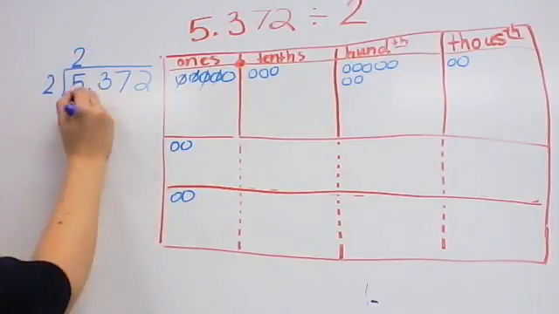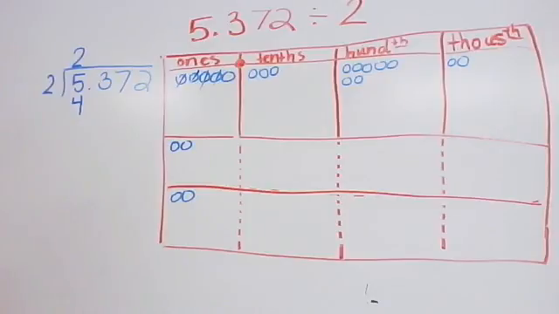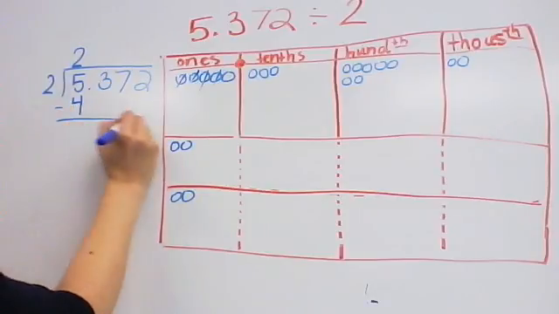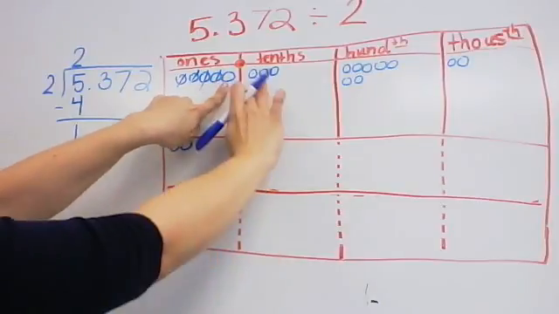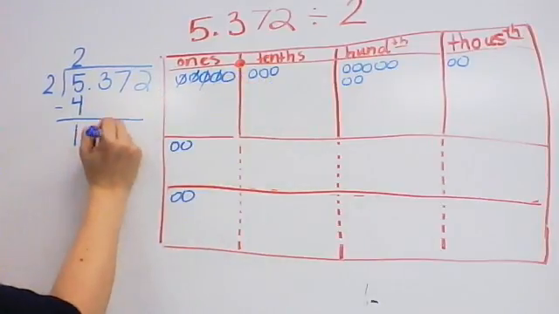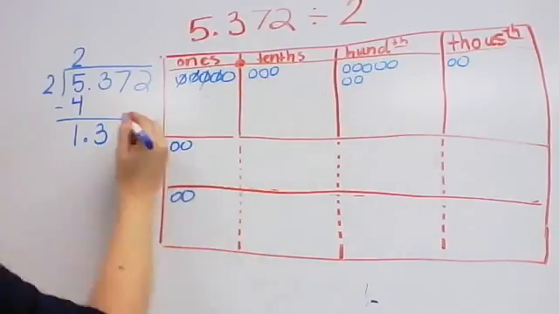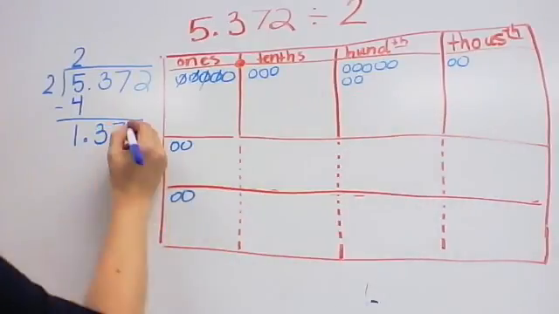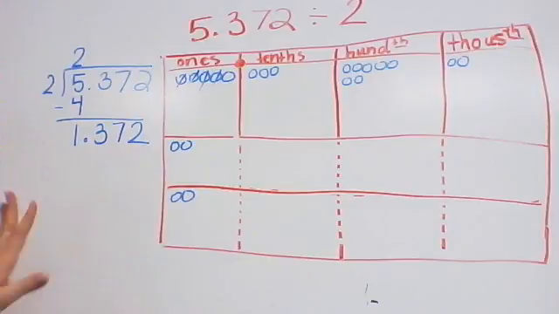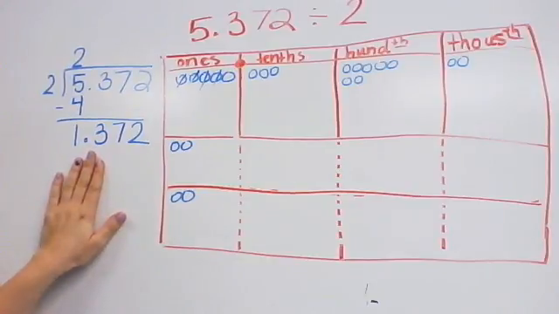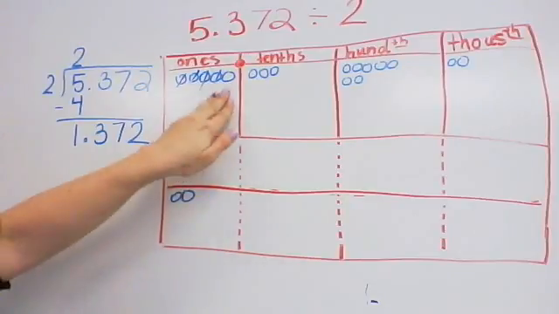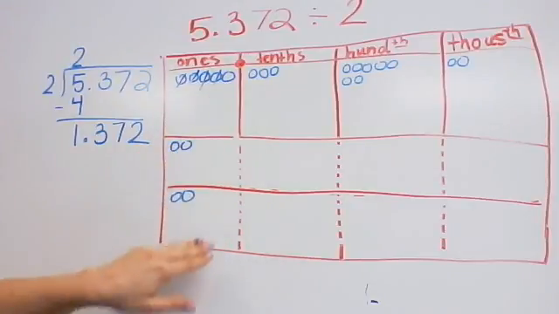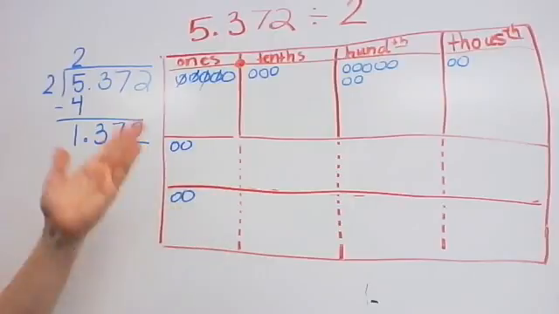I used 4 of my ones, which leaves me with 1 left over, as well as my 3 tenths, my 7 hundredths, and my 2 thousandths. So now at this point I have 1 and 372 thousandths remaining. I'm still going to focus on my ones place. I have 1 left, which will not split equally between these 2 groups as a 1.